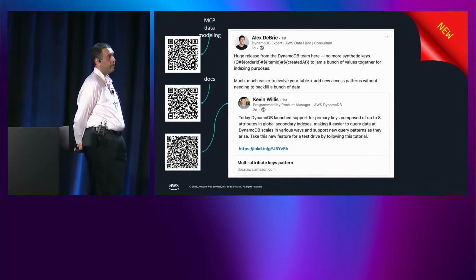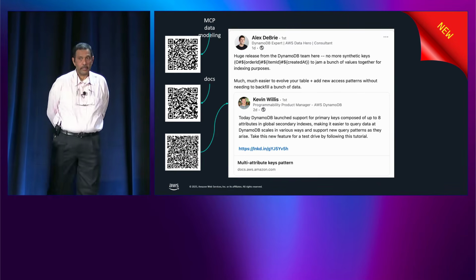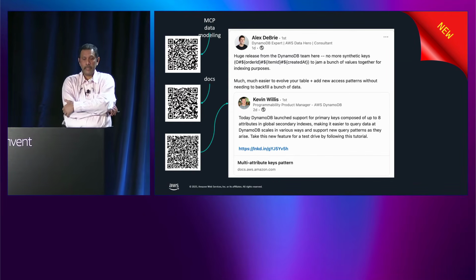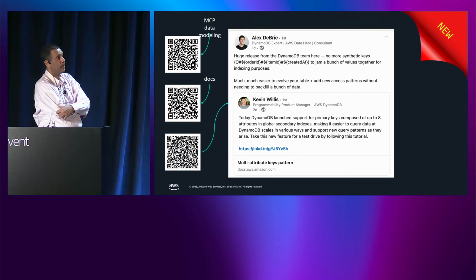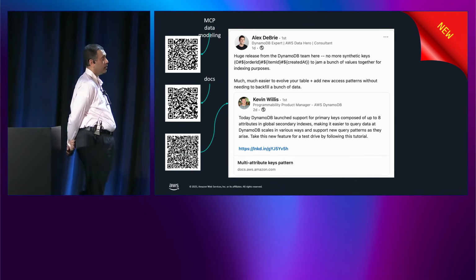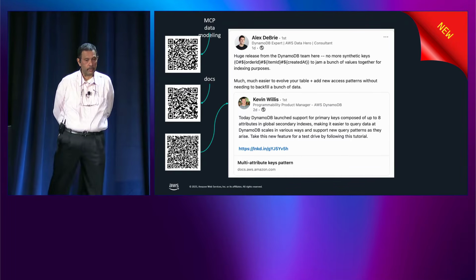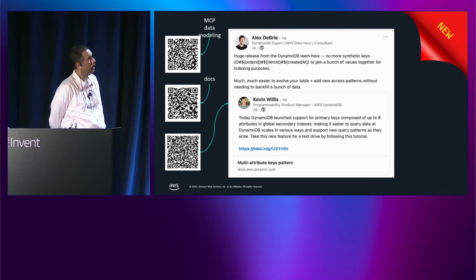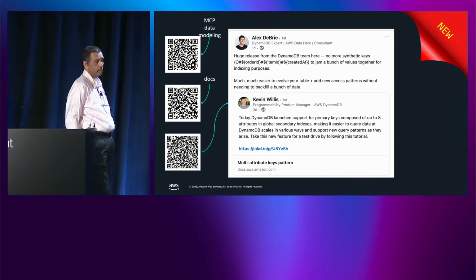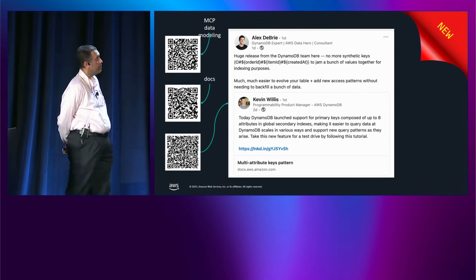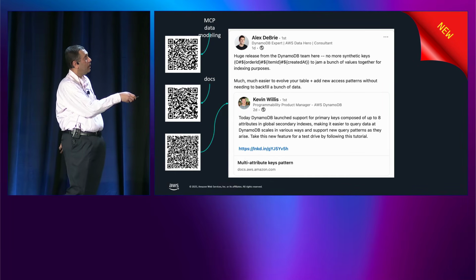You can now have up to 4 attributes in your partition key and your sort key. Makes for substantially easier data modeling. Right now, this is supported for GSIs only, and in the future, we'll see whether we do this for tables. The links there are to our documentation. Of course, if you want to see Alex's LinkedIn post, you can see that as well.